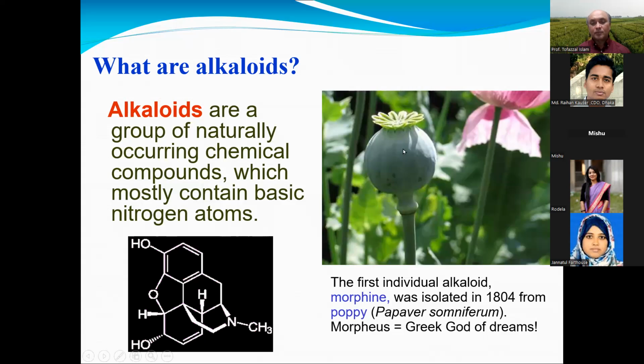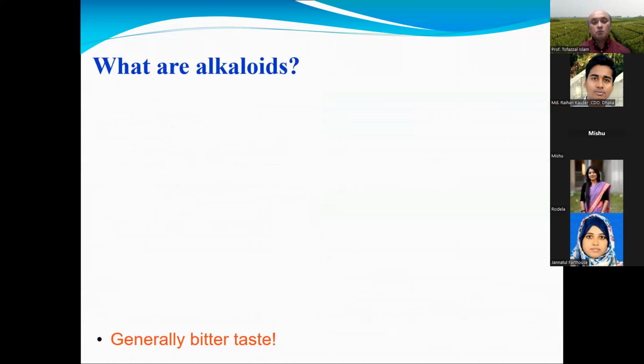Especially, the alkaloids are biosynthesized and concentrated in the pod. So if you scratch the pod, the milky substance comes out. Alkaloids are generally nitrogen-containing bioactive natural products. The name morphine comes from Morpheus, the Greek god of dreams, and it has a very strong biological and neurological activity in humans.